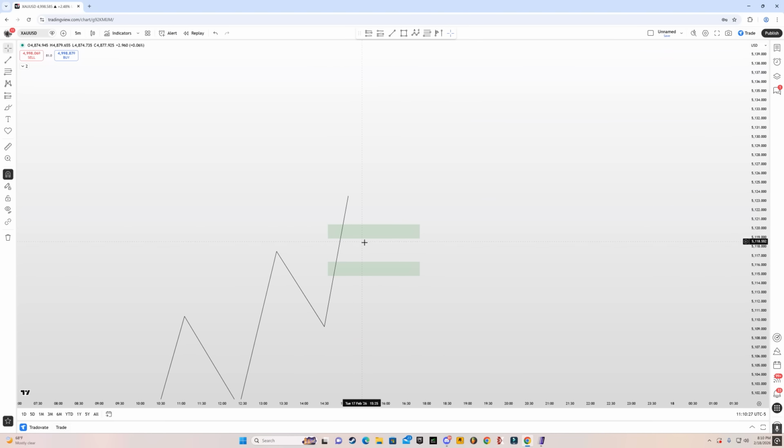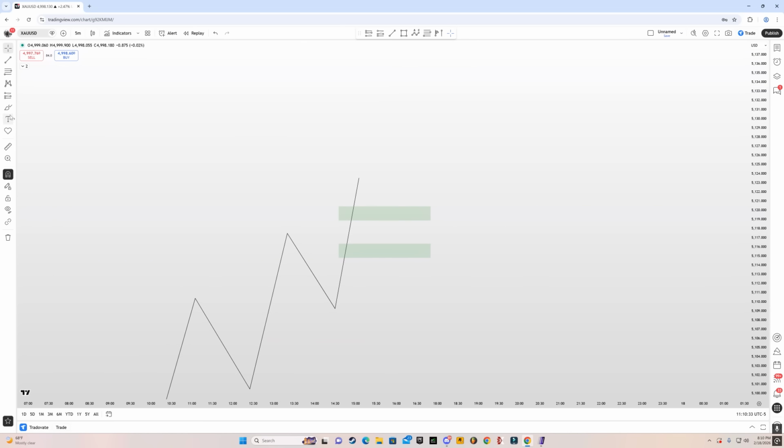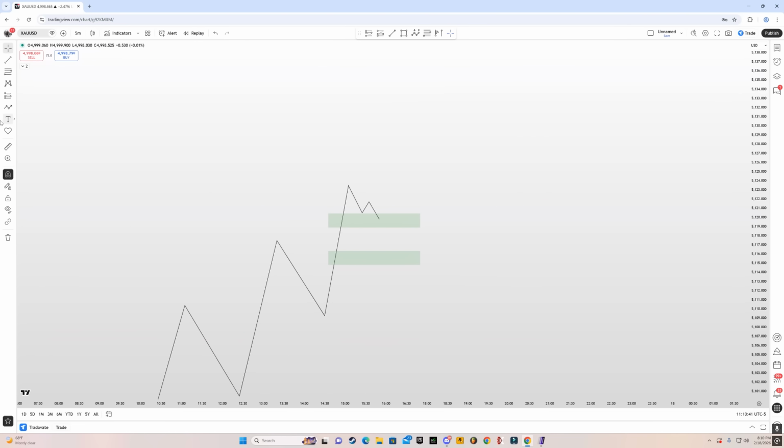Now, once you have the 1 hour fair value gap marked out, and we know that the order flow is bullish, you are waiting for price to tap back into that fair value gap. Once price is inside that fair value gap, what you want to do is drop down to the 5-minute time frame. Okay, that is where the magic happens.